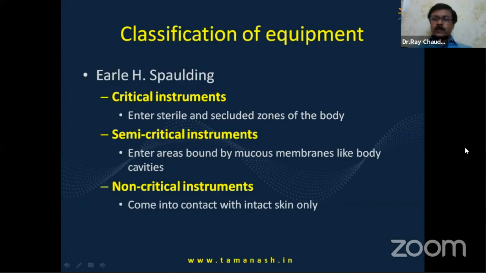There is a very old classification which has stood the test of time, a classification of equipment into critical, semi-critical and non-critical. So critical instruments are the ones that enter the secluded zones of the body. So most of the instruments that we will be dealing with in ophthalmology are critical instruments because they break the corneal barrier and enter the anterior chamber or the posterior segment.